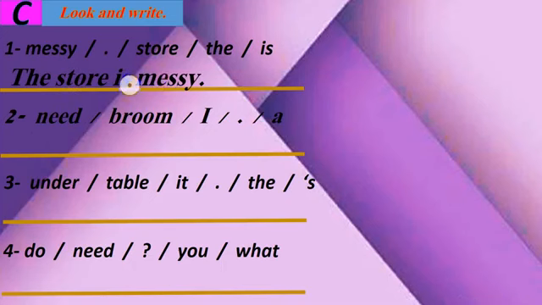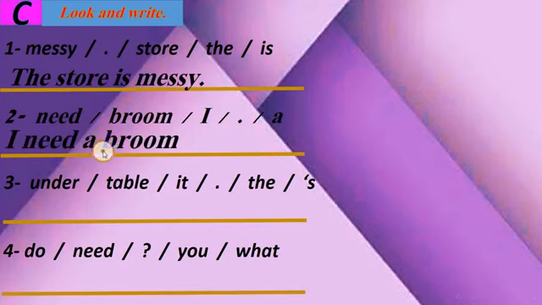Very good. Number two, we have need, broom, I, dot, and a. Yes, this is a wrong sentence. It becomes I need a broom. When Lula says, I need a broom.